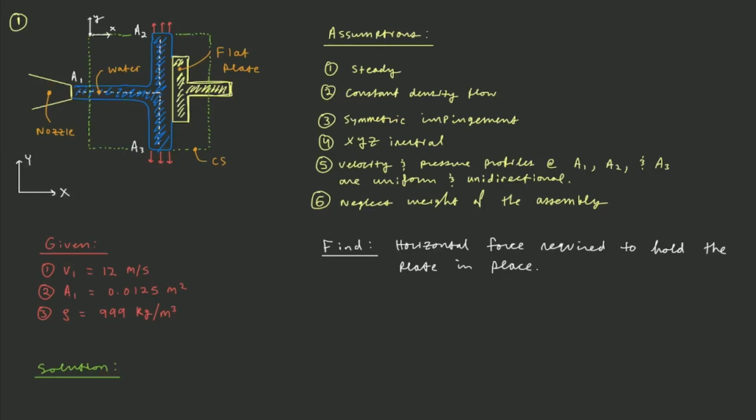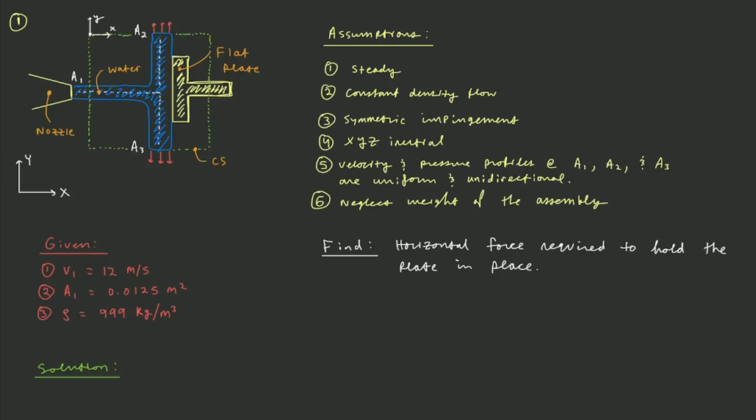Now, looking at the geometry of the problem, again, we have a nozzle and it is shooting out a stream of water that's hitting this flat plate symmetrically, such that you have a stream of water going down and you have a stream of water going up. This green box is our control volume, and these red arrows represent our cross-sectional velocity profile at those locations.